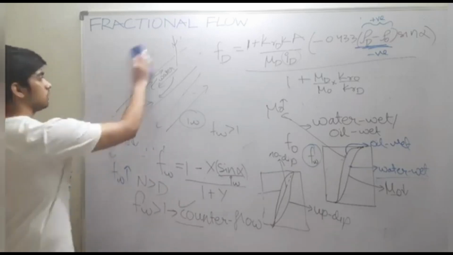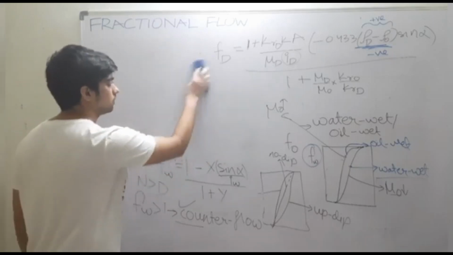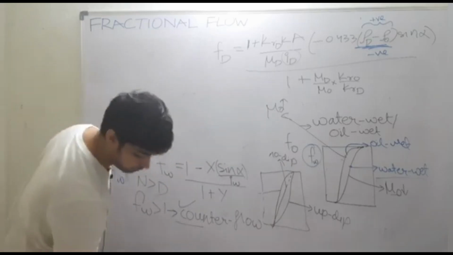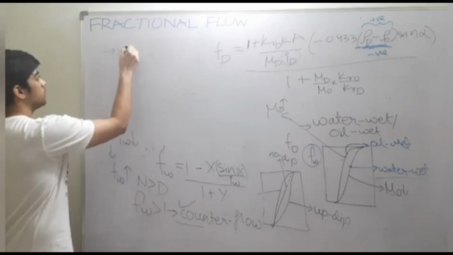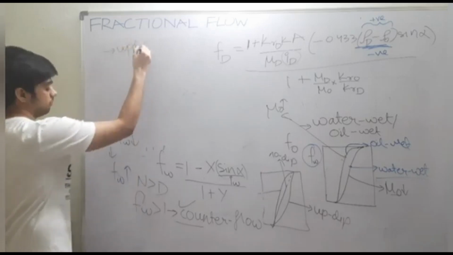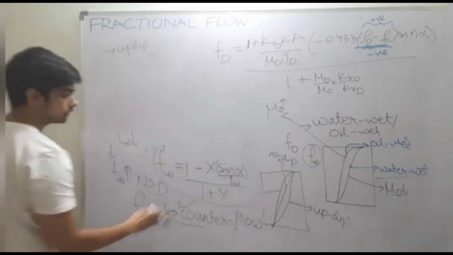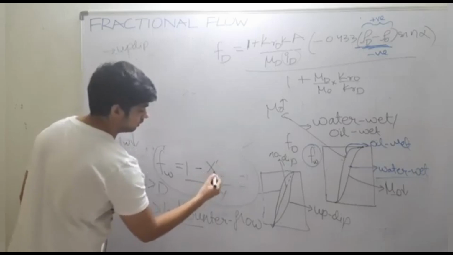So in case of down dip, our aim is to increase or make the injection rate maximum. Now if we talk about the up dip situation, this is the equation which we will talk about. Sin alpha will remain positive in case of up dip.